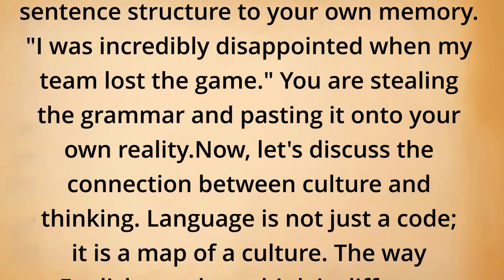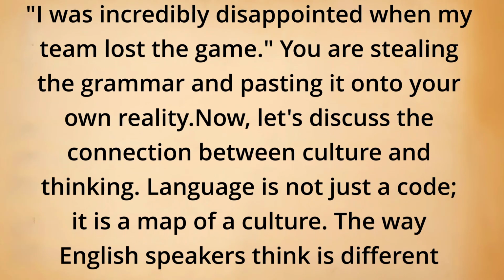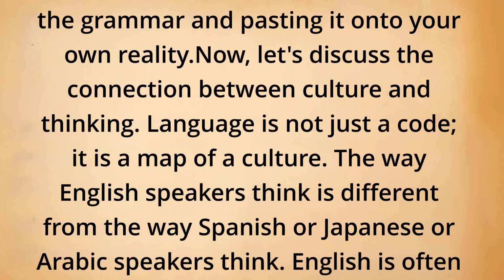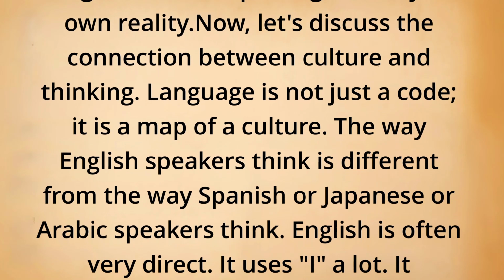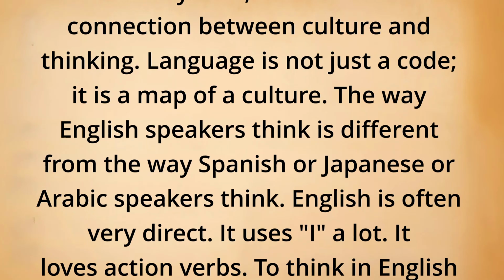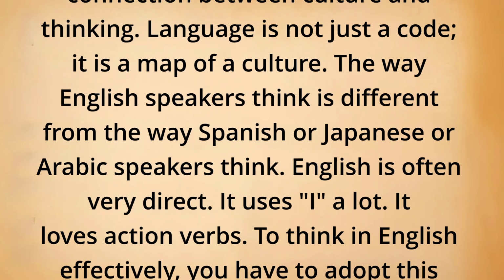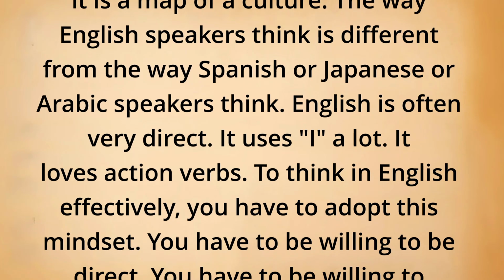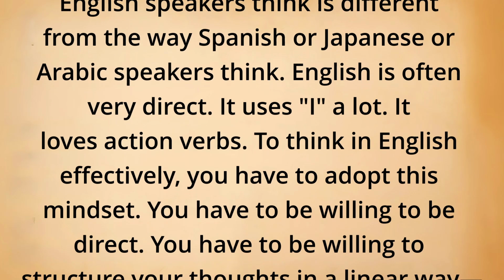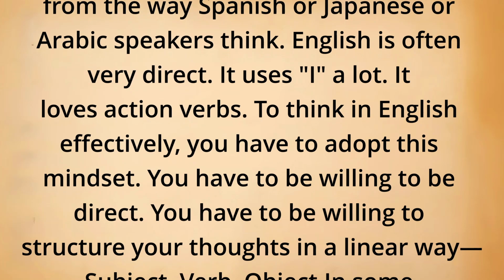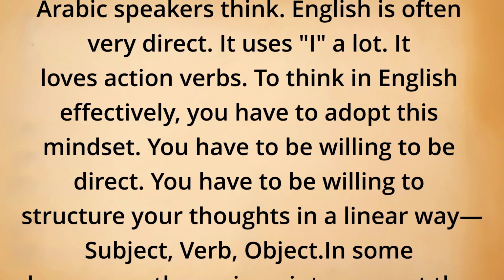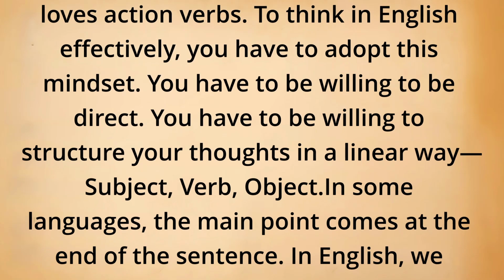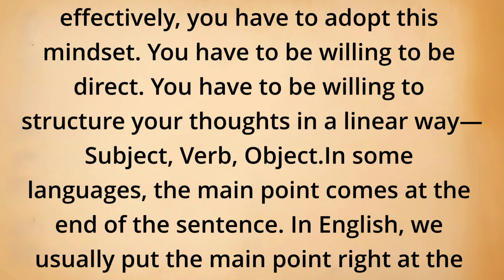Now, let's discuss the connection between culture and thinking. Language is not just a code, it is a map of a culture. The way English speakers think is different from the way Spanish or Japanese or Arabic speakers think. English is often very direct. It uses I a lot. It loves action verbs. To think in English effectively, you have to adopt this mindset. You have to be willing to be direct. You have to be willing to structure your thoughts in a linear way, subject, verb, object.